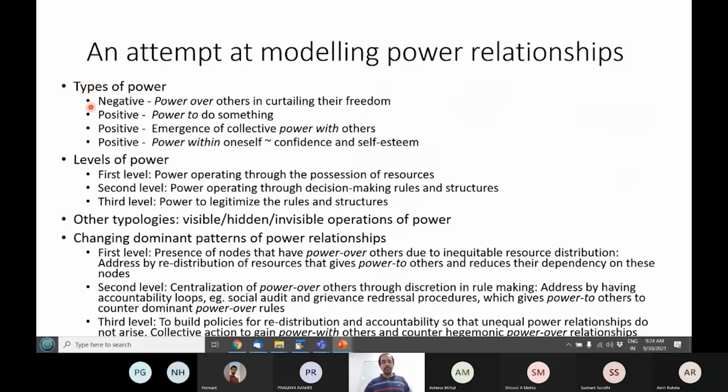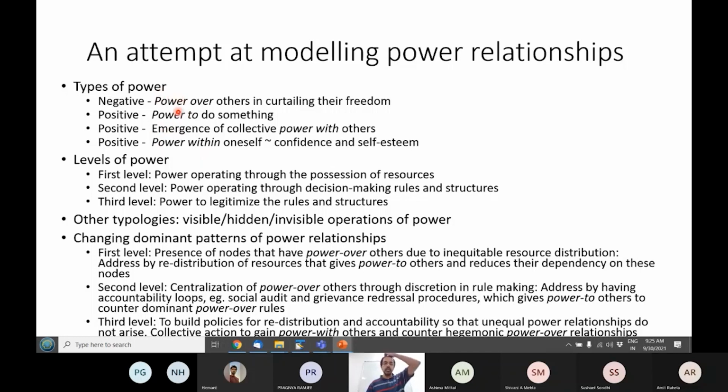When it comes to power, just like the 3 to 4 levels of power, people have also conceptualized different types of power. One is power over, where one actor has power over others in curtailing their freedom. There's power to, which gives certain people the power to do something, it could be through resources that they possess. And then there's another notion called power with, where in collectives, when people come together, they gain power because they are working with each other. And then there is power within, where the confidence or self-esteem that you have also gives you the power to act, to take decisions, and so on.